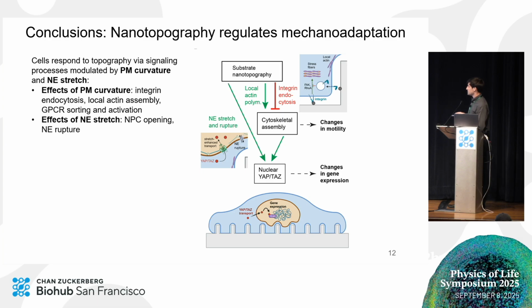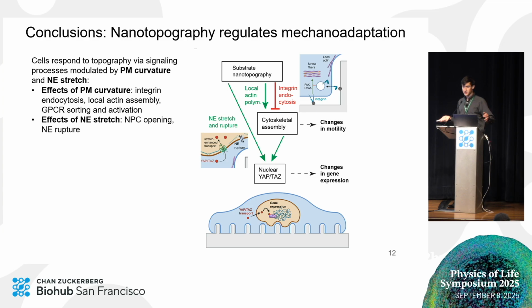So in summary, we investigated these multiple ways in which nanopillar substrates regulate mechanotransduction via plasma membrane curvature, either through local actin polymerization, or through integrin endocytosis leading to suppression of focal adhesion kinase phosphorylation, or through nuclear envelope stretch and rupture, enhancing the entry of YAP/TAZ into the nucleus.